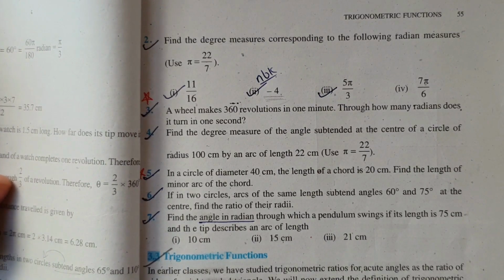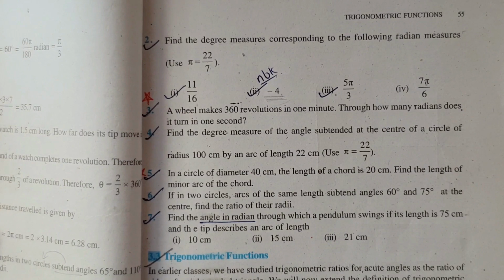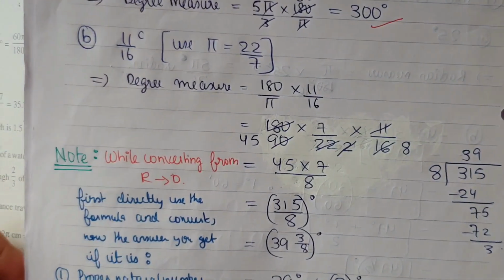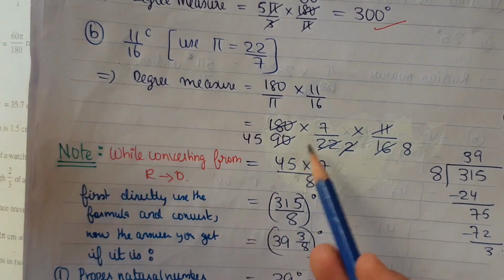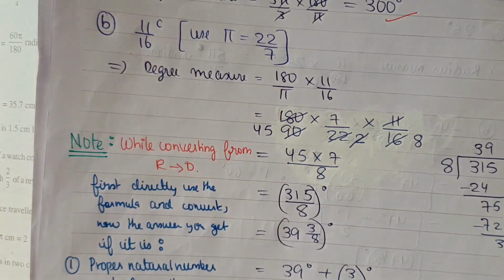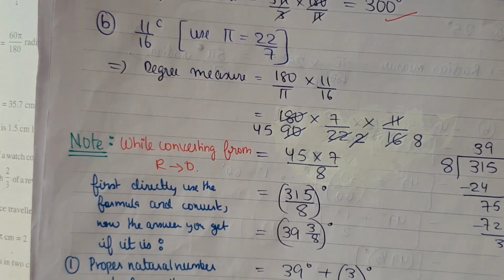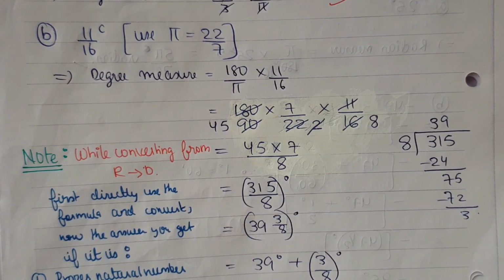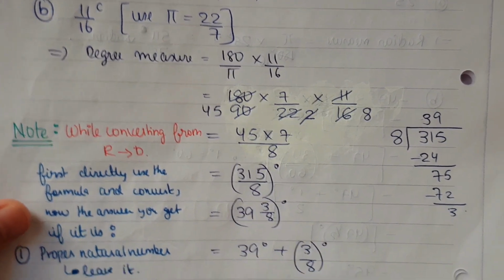The second question says to find the degree measure from the radian measure. The first one is 11 by 16, and you can see how simply it has been done here: put it into the formula and go on doing the division. This is a very simple question, so I was just showing how the solution has been done, but for the next question, minus 4 radian, I'm going to show you exactly how to solve it step by step.